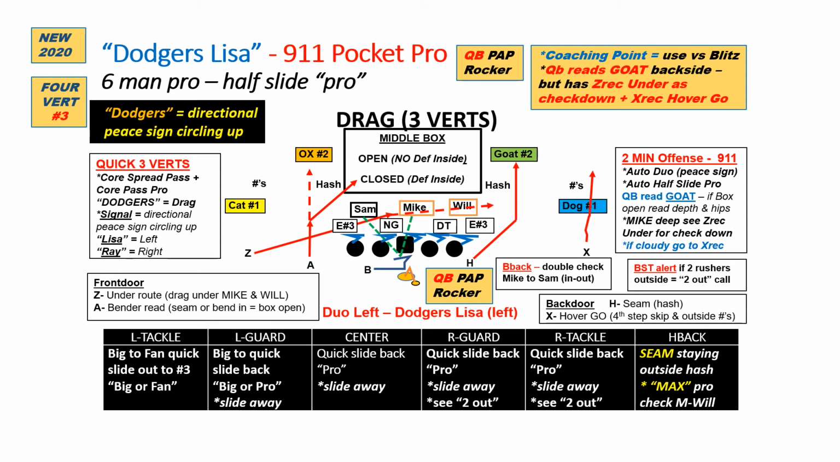The quarterback still is going to read the goat for the inside A and the H. If he doesn't like it, now he can check down underneath for the drag and still has the X on the boundary as his out with the takeoff or the back shoulder fade. Dodgers, Lisa, drag, three verts now.